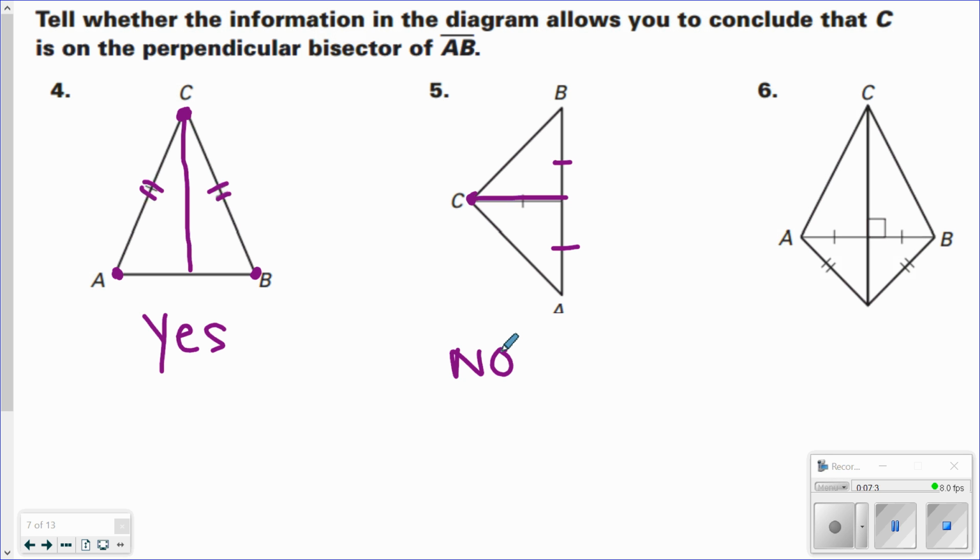All right, for number 6, if I look at this, is C on the perpendicular bisector? Well, let's look at our picture. So here would be my perpendicular bisector. I see that these segments are congruent. I see a 90-degree angle. What I'm also told is that these two segments are congruent. So this point here is equidistant from A and B, which means, since this point, I'll call it point D, since point D is on the same line, point C would also be on the line of the perpendicular bisector. So the answer here is yes.